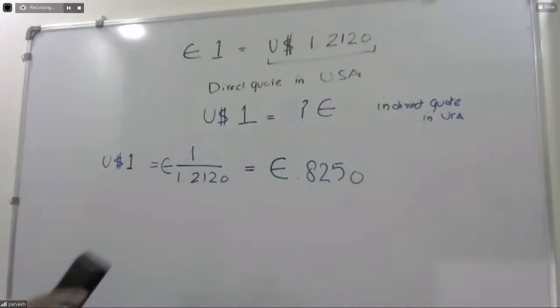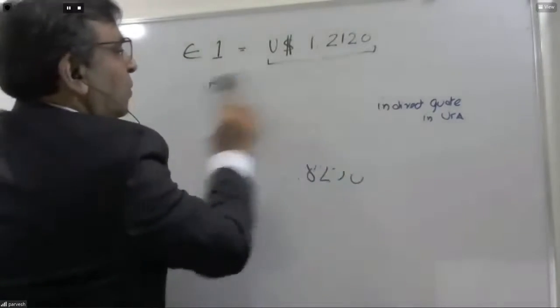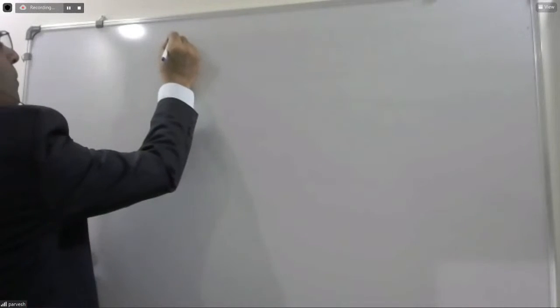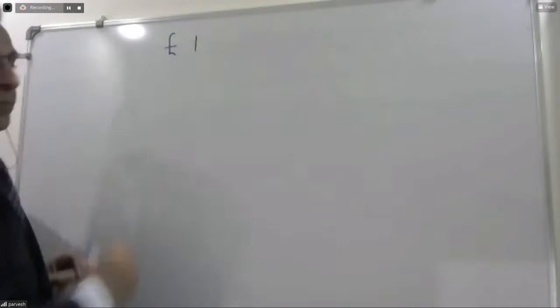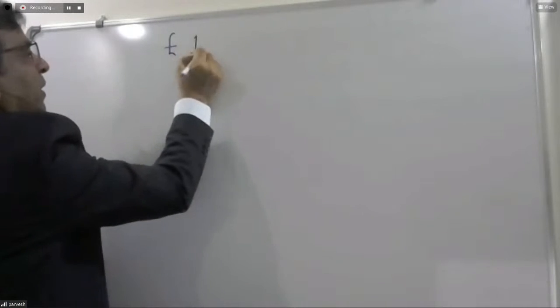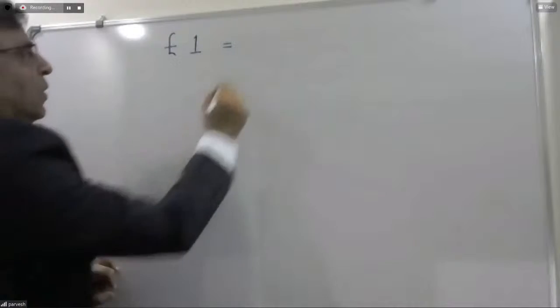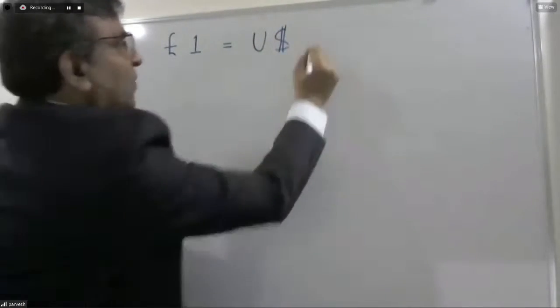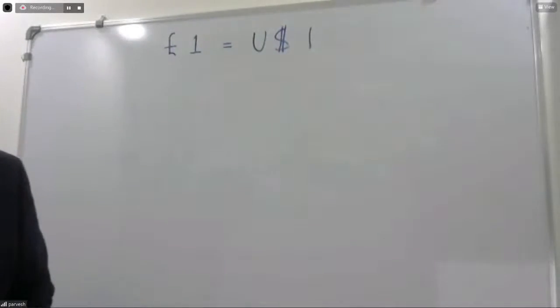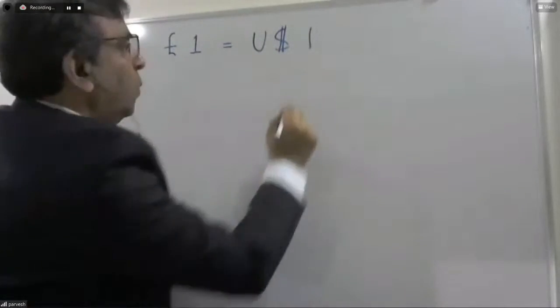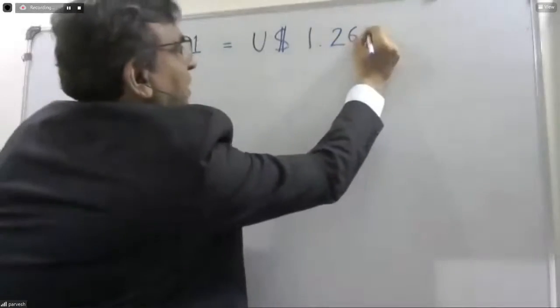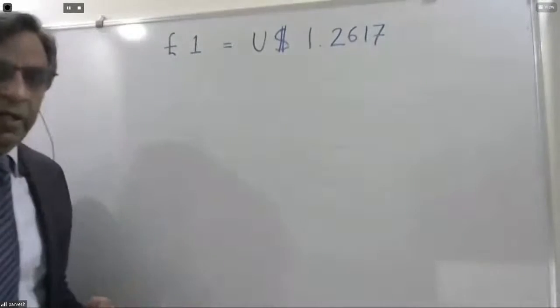The second question is coming, which I'm writing on the board. Okay. So I'll expect you to answer. Pound 1 is equal to US dollar 1.2617. I hope the screen is visible to all of you. I'm saying the board is visible. Okay. So that should be very clear.